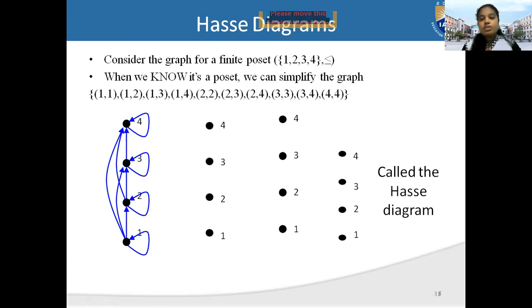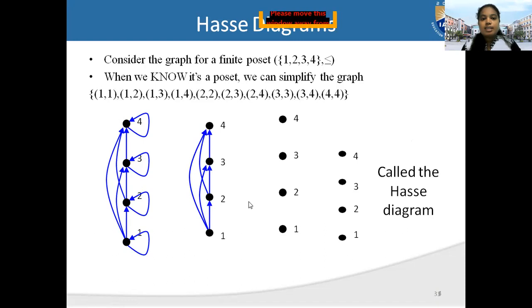So what is the first rule? You have to remove, or you need not exhibit, self loops. What are the self loops present in this diagram here? 1 comma 1, 2 comma 2, 3 comma 3 and 4 comma 4. You have to remove those and draw the diagram like this. Okay, the first rule is applicable here.